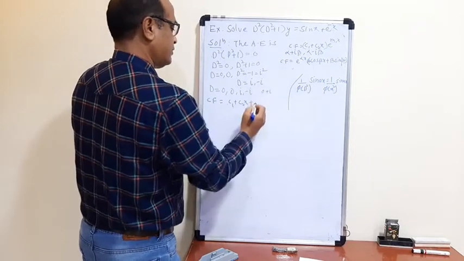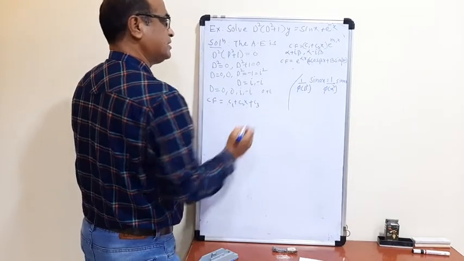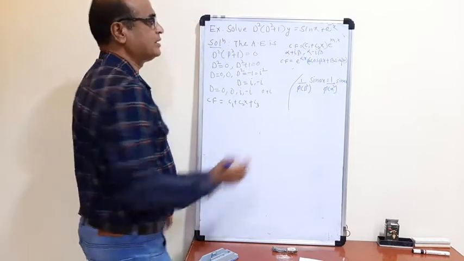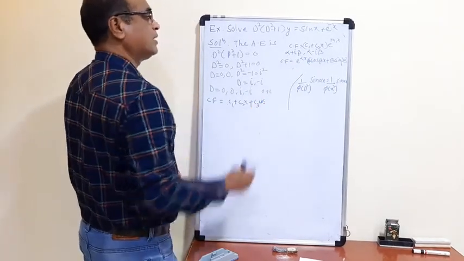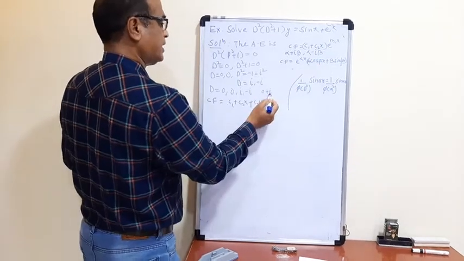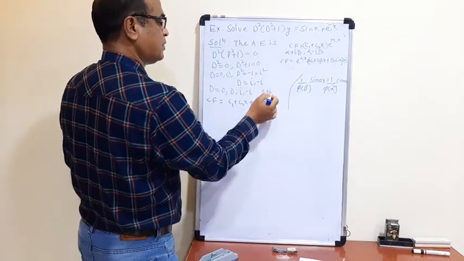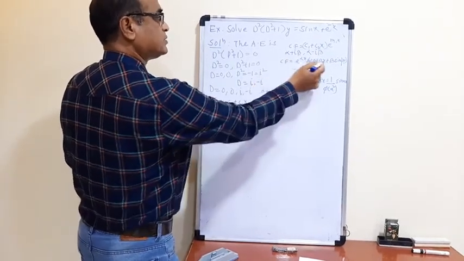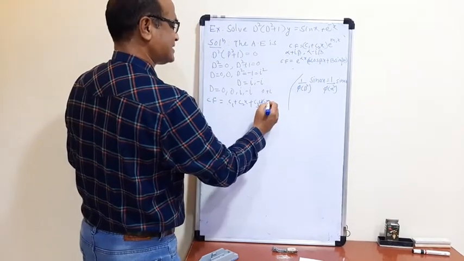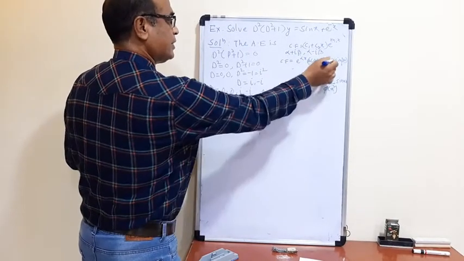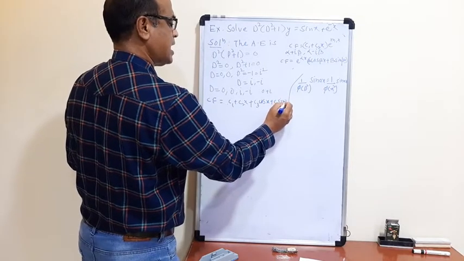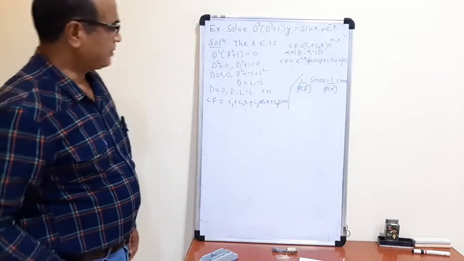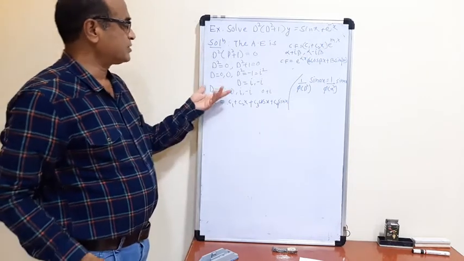So we take C3 as the constant. What happened? Beta is what? Beta is 1 and alpha is 0, so e raised to 0 times cos x plus, with another constant C4, sin x. So this is the complementary function, if the roots are like that.